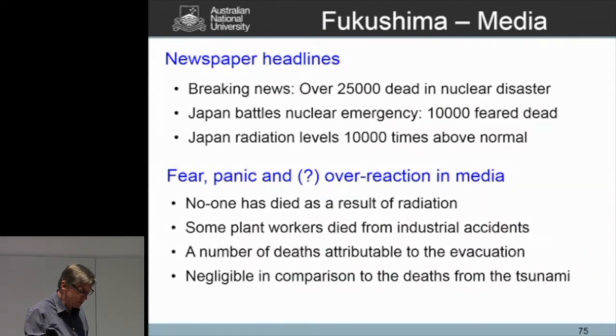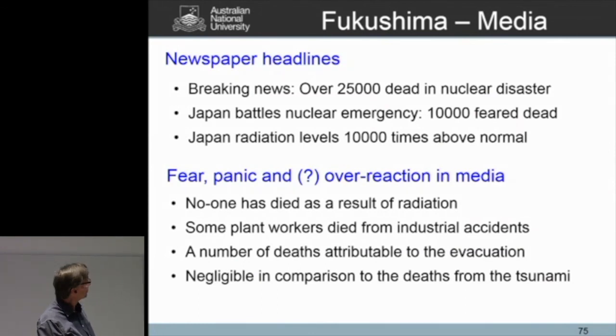Now, the Fukushima nuclear accident was bad. I don't want to trivialise it. But this is the kind of thing that hit the news lines. Breaking news, over 25,000 dead in nuclear disaster. Japan battles nuclear emergency, 10,000 feared dead. Japan radiation levels 10,000 times above normal. Well, this is just sheer lies, right?